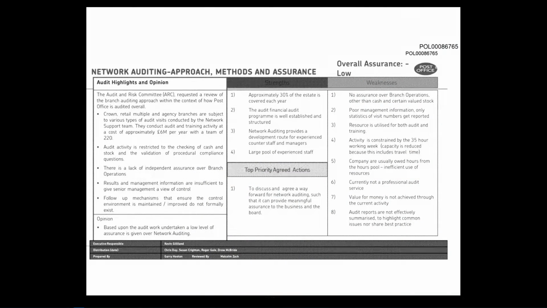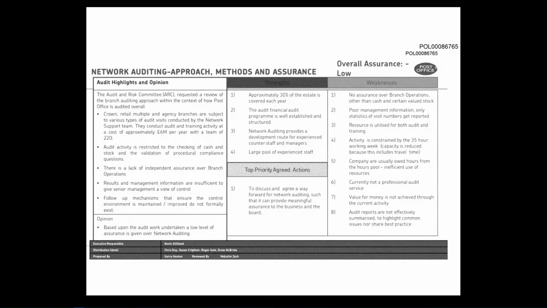And if we look, there is an analysis of the audit team. And the second bullet point on the left-hand side says audit activity is restricted to the checking of cash and stock and the validation of procedural compliance questions. Is that something that you agree with as a concern? I mean, I'm assuming this is the internal audit team reviewing the auditors. But yeah, in terms of that paragraph, audit activity was very much focused on asset verification and compliance procedural checks.